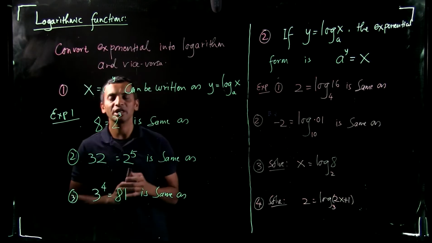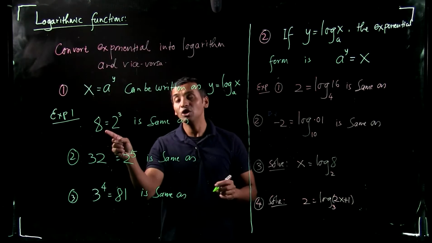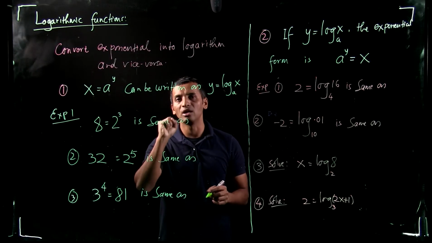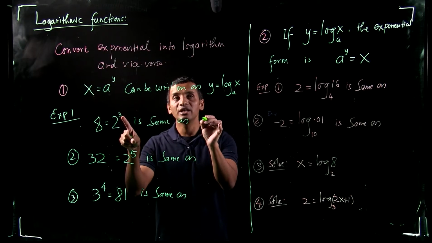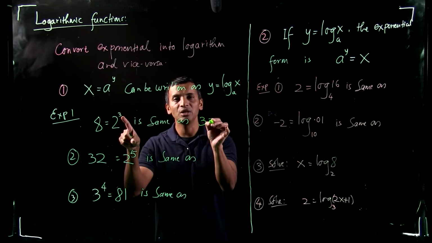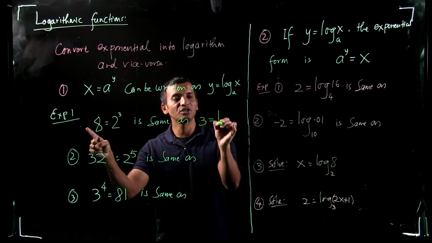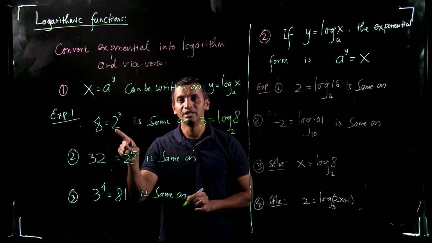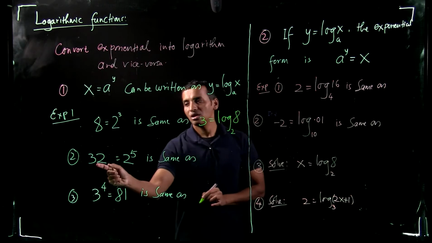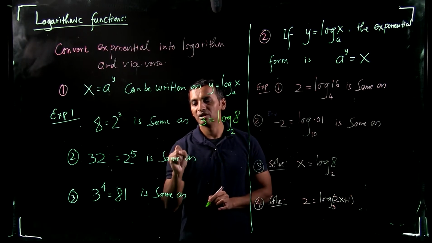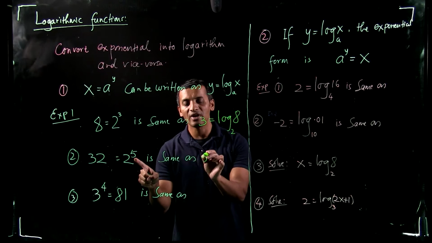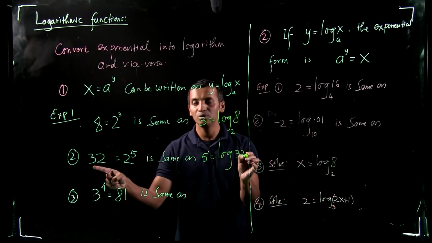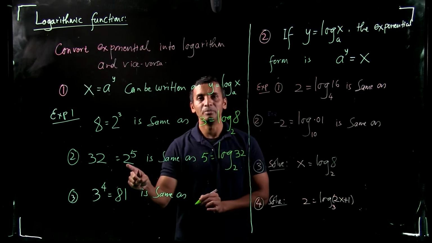Can you use the same technique? If we know that 8 equals 2 to the third, how do you write this using log? The exponent: 3 equals log of the other side, log of 8, and that base goes to the base. How about this one? 32 equals 2 to the 5th can be written as 5 equals log of the other side, 32, with that base going to the base.